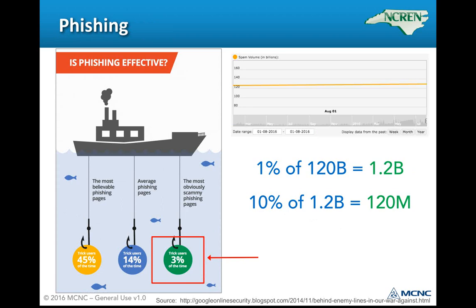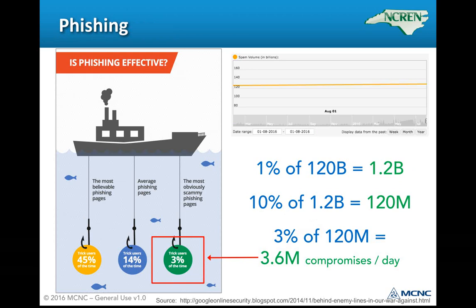Now if we take 3% of 120 million, meaning that 3% of the time those users fell for that obviously scamming phishing page, that gives us 3.6 million compromises per day. Again, these numbers are kind of made up. They're just trying to pull some information together. We just want to give you a context that even though only 3% of the time users are falling for the most obvious phishing pages, that's still a lot of compromises occurring due to phishing.